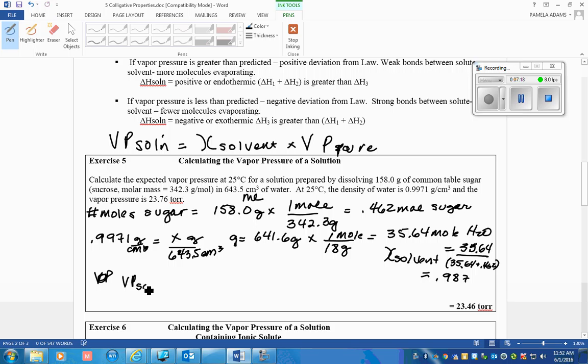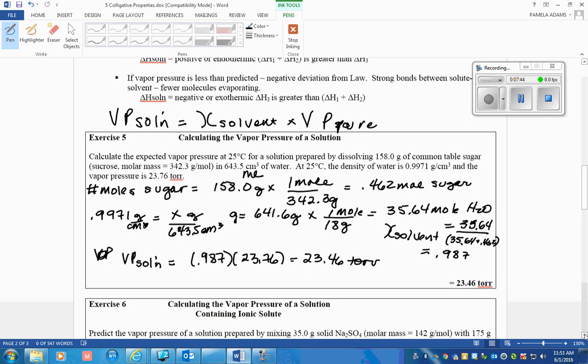So the vapor pressure of this solution will be 0.987 times the pure, which is 23.76 torr, and that gives us the published answer of 23.46 torr. You may use any pressure unit that you would like in this equation.